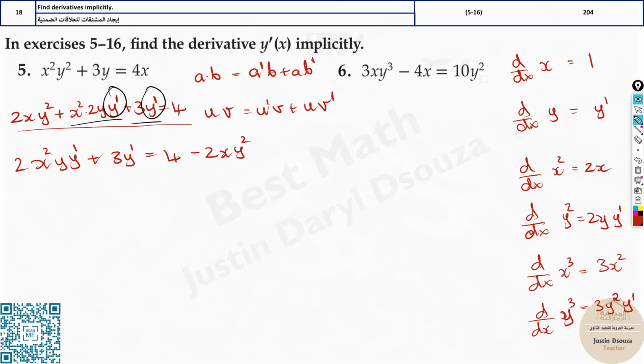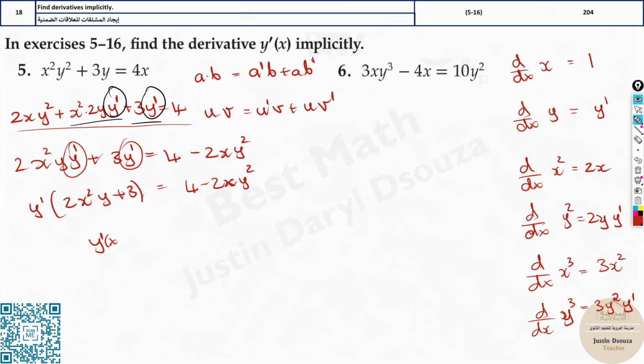Now, here we can see this y prime and y prime both exist, and there's no other term without y prime. So let's take it out as a common term. Y prime is taken common. So you're going to remain with 2xy plus 3, that is equal to 4 minus 2xy squared. Now y prime is what they have asked to find.